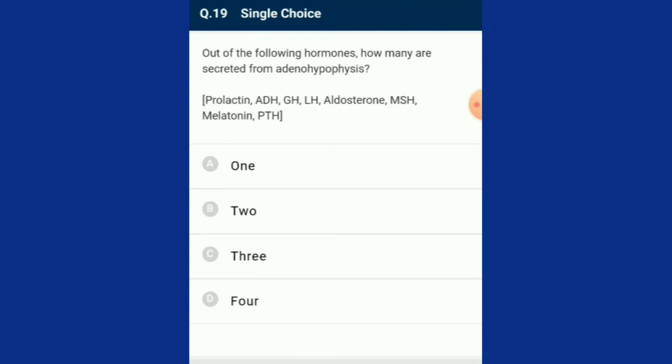Question number 19. Out of the following hormones, how many are secreted from the adenohypophysis? Hormones secreted from the adenohypophysis stimulate the other endocrine glands of the body to release their respective hormones. Similarly, some inhibitory hormones are also released from the anterior pituitary in order to curb the release of hormones further, thus preventing diseases caused by a high level of the hormone in the blood. From the given list, there are four of them: prolactin, growth hormone, LH, and MSH. These four hormones are secreted from the adenohypophysis. So the answer is option D.